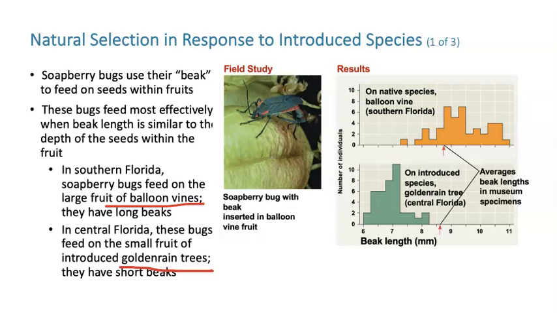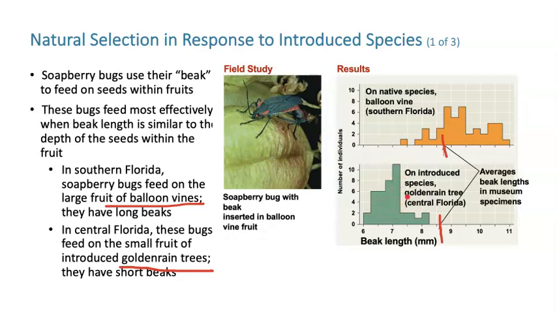Now, the important thing to realize is that we have been collecting soapberry bugs for a very long time, and so you have these insects in museum specimens, and in the museum specimens, the average soapberry bug beak was right about 8.5 millimeters. It didn't matter if it was in Central Florida or Northern Florida, that was the average. But over time, and this is how we've directly observed it, we've got these historical samples, and then we've got a movement towards smaller beak length.